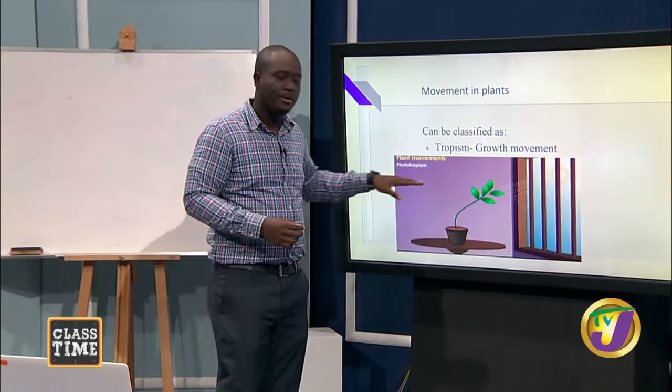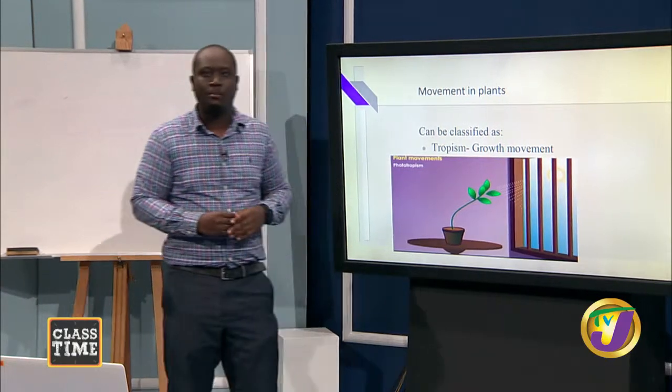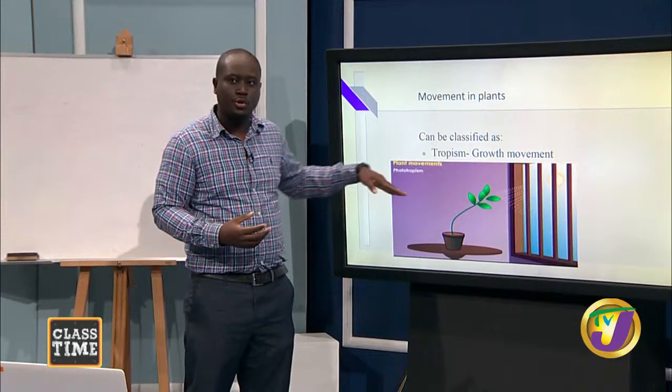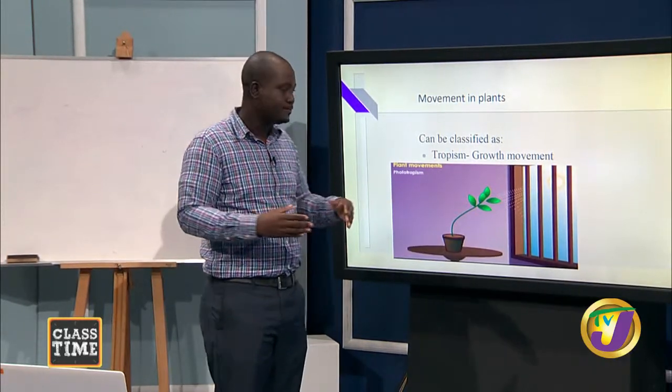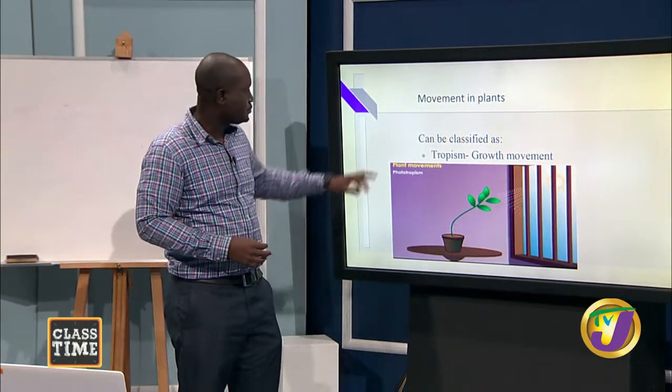Later on in the syllabus, when you look at irritability, we're going to look more at how the plant is actually able to grow towards the light source. So tropism involves growth movement, and this occurs in the stem and roots of plants.